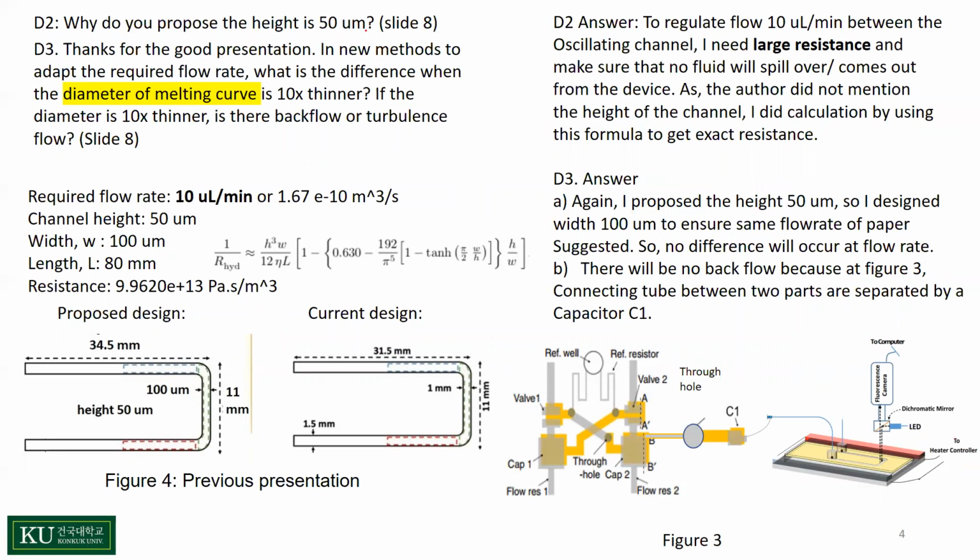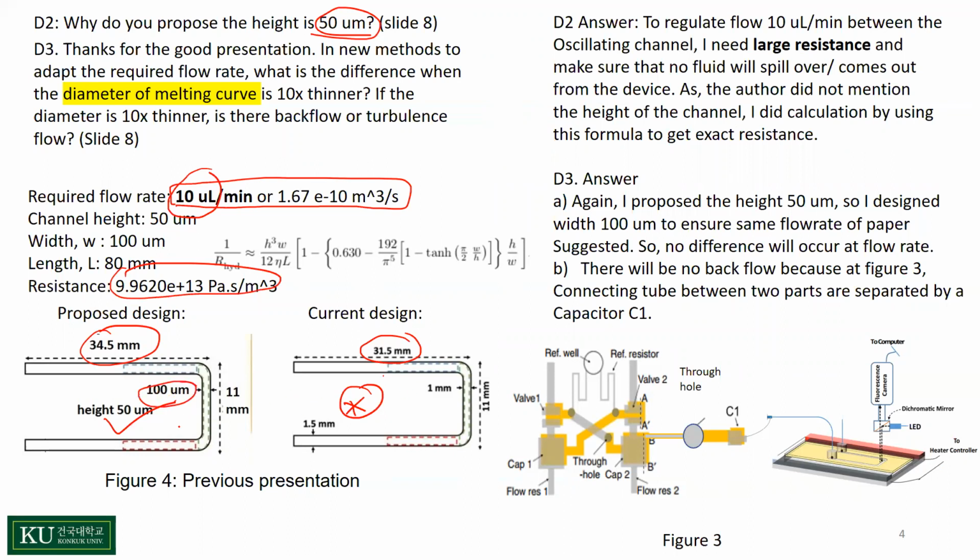Next question is why I designed the height as 50 micrometer. So this is the design mentioned by the author. They did not mention the height. So when I was calculating to make the flow rate the same in both designs, this is my design and this is the author's design. To maintain the same flow rate, I thought about making the same length, 31.5 millimeter. Instead, I used almost the same length, but to maintain the same resistance, I changed the values of width and height, so that here the width value is considerably changed from 100 micrometer to 1 micrometer.